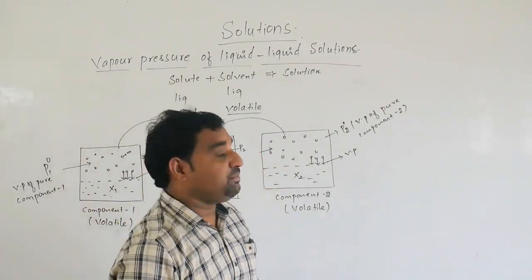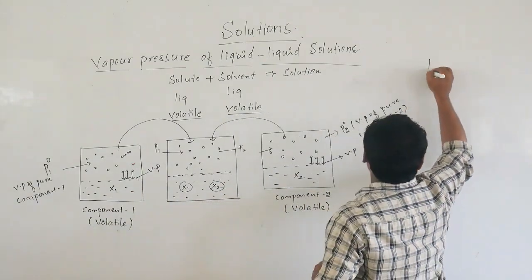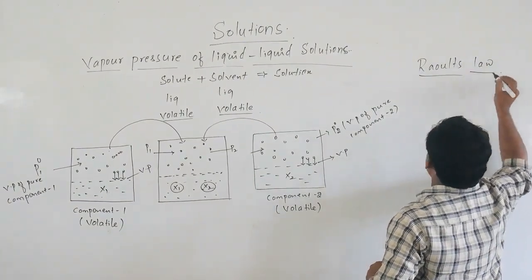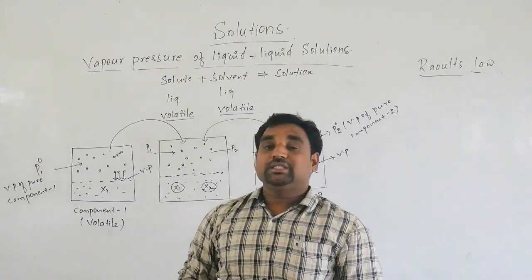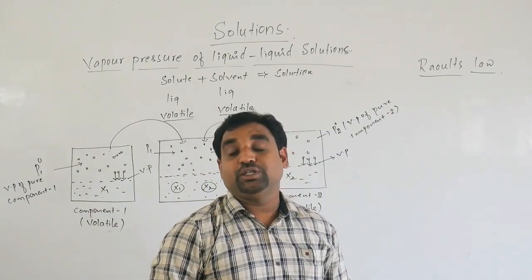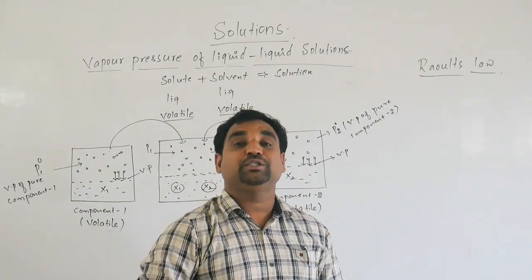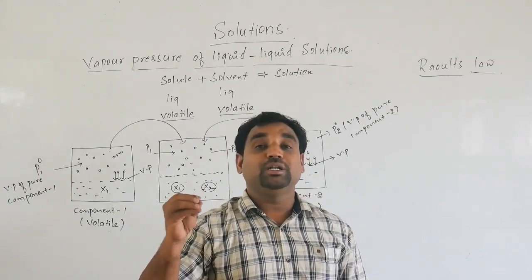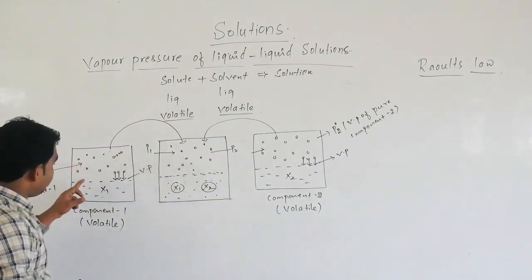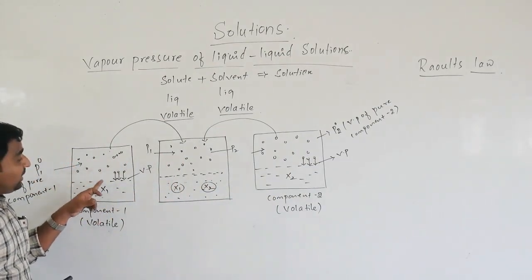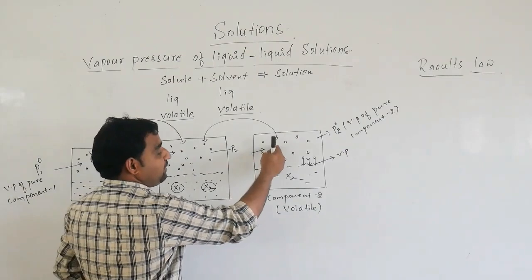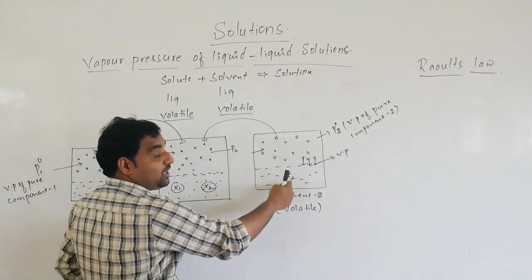Raoult's law. Now we discuss what the statement of Raoult's law is. As we already discussed Henry's law, there also the partial vapor pressure is directly proportional to the mole fraction, but in that case a gas is soluble in the liquid. Here also it is the same: vapor pressure is directly proportional to the mole fraction. But here we have taken both volatile liquids, whereas there we took a gas.